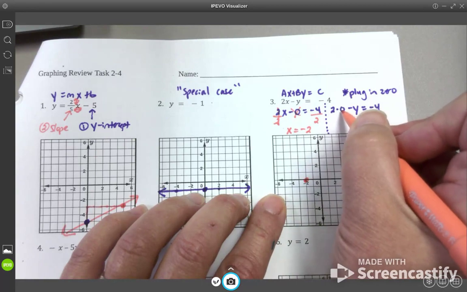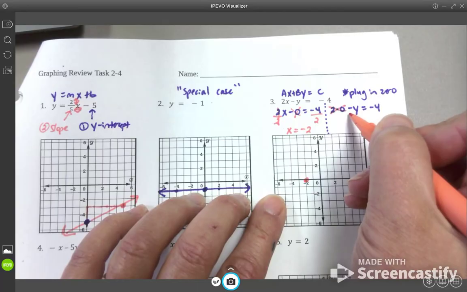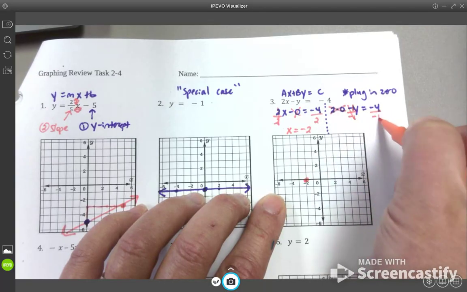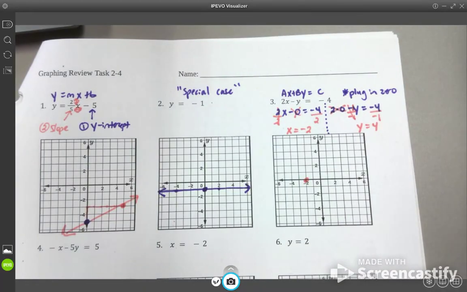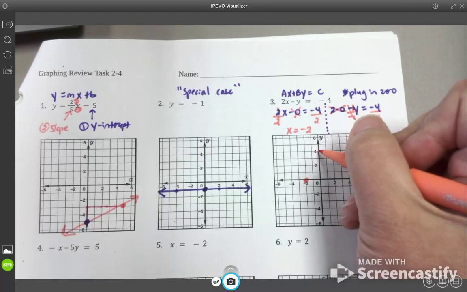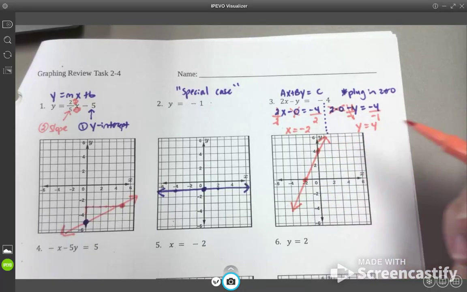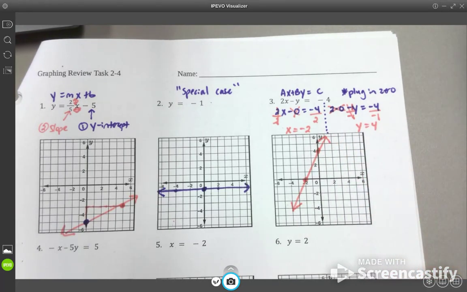My second part, anything times 0 is 0, so that cancels out. What number is in front of that y? Not just a 1, but a -1, so just be careful there. So I'm dividing by -1 to get y by itself, so my y-intercept is a +4. So I'm on my y-axis at +4, and that's how my standard form equations get sketched. So I don't have a slope. I have an x-intercept and a y-intercept.